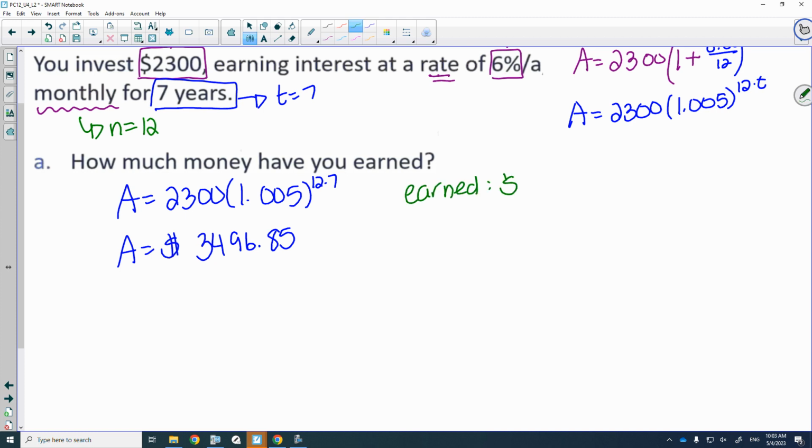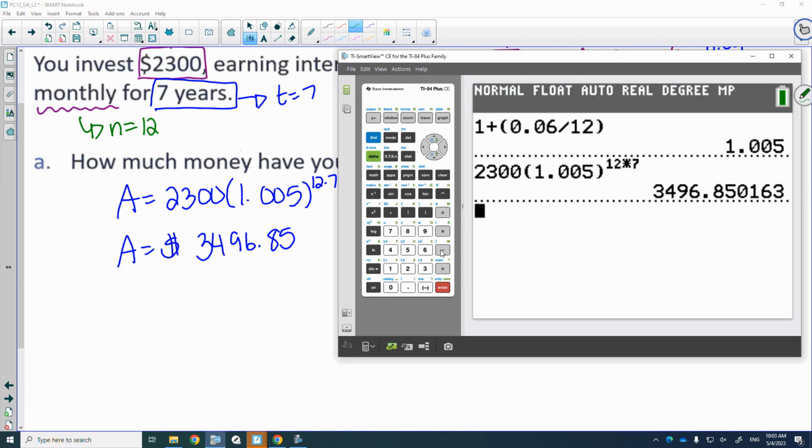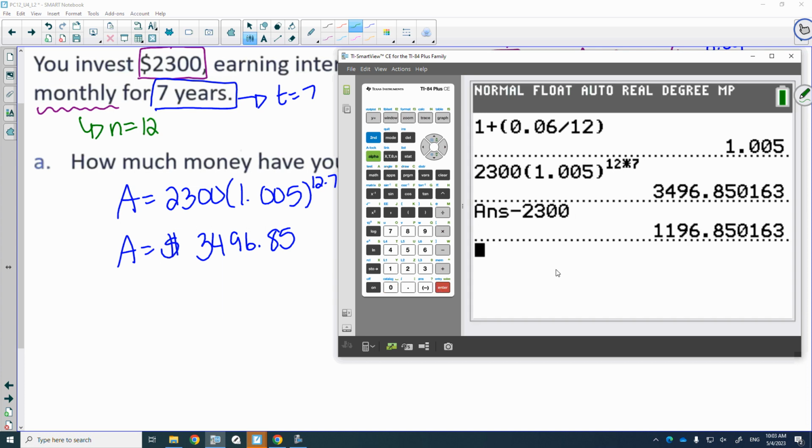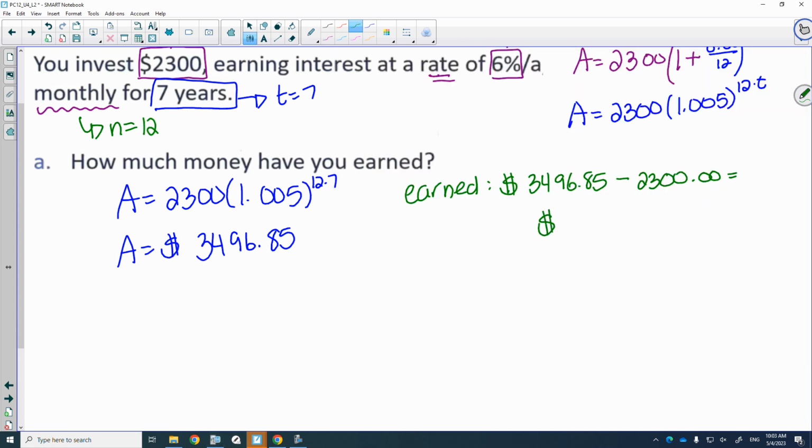After my interest, I have this much. I put in 2,300. So what's the difference between those two numbers? 3,496 minus my initial investment is going to be how much interest you made in 7 years, $1,196.85. That number there is the interest earned.